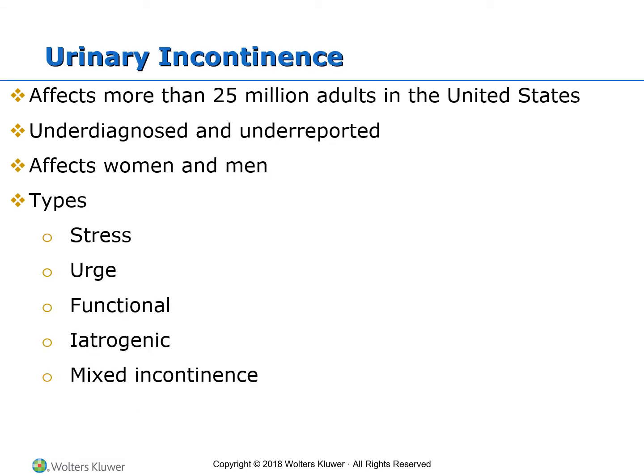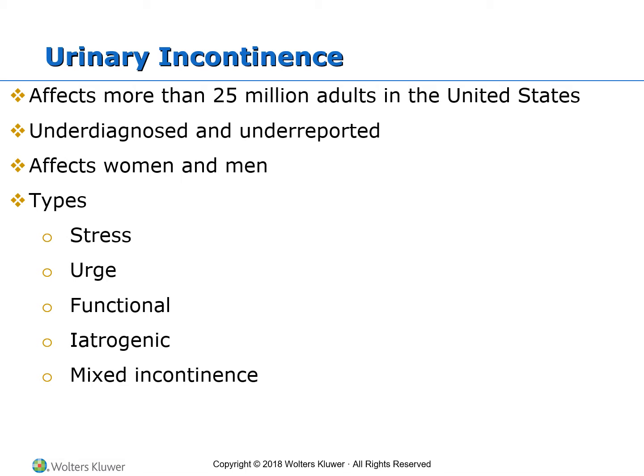Urinary incontinence is very common. It is underreported because it's embarrassing. It affects men and women, and there are different types. Stress incontinence is an involuntary loss of urine from sneezing, coughing, or changing position. Urge incontinence is an involuntary loss of urine associated with strong urges to void that cannot be suppressed. So you feel like you have to go, you just can't get to the bathroom in time.